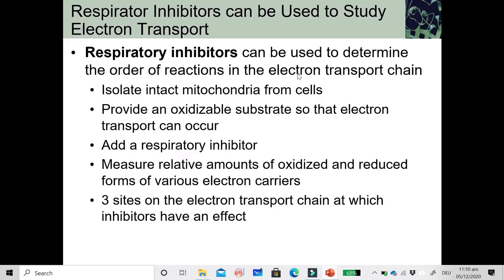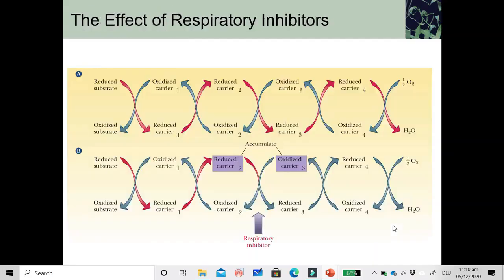How do you do that? You isolate the intact mitochondria from cells, provide an oxidizable substrate so that electron transfer can occur, add a respiratory inhibitor, and then measure the relative amounts of oxidized and reduced forms of various electron carriers. Remember that there are three sites in the electron transfer chain at which inhibitors can have an effect. So what happens effectively, this is the normal one, right? Reduced substrate, oxidized carrier, reduced carrier, and so on and so forth until you reach oxygen being reduced to water.